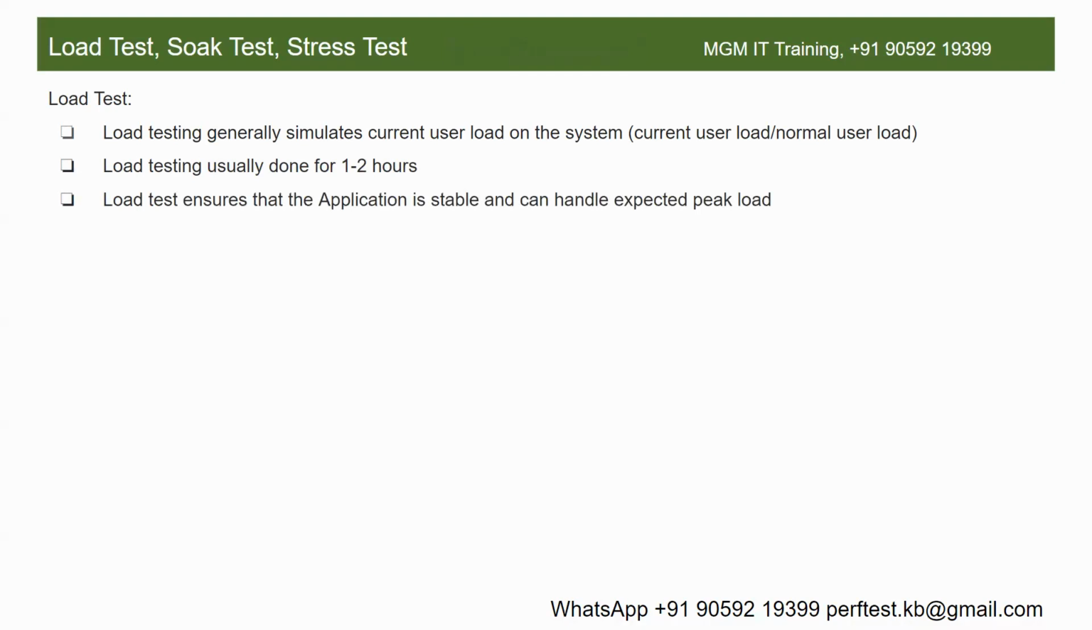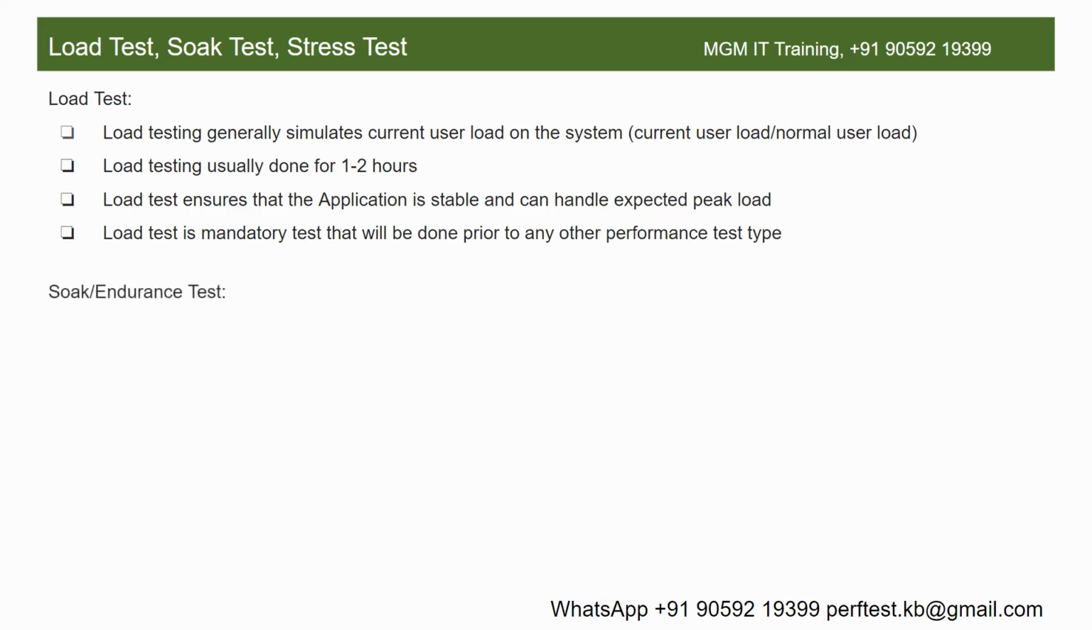And what is the objective of doing load testing? It is to ensure that the application is stable and can handle the expected peak load. Whatever application we are testing, it should be stable with the expected user load when there is normal load on the application, right? So this is the first and foremost type of testing. And it is a mandatory test that will be done prior to any other performance test type.